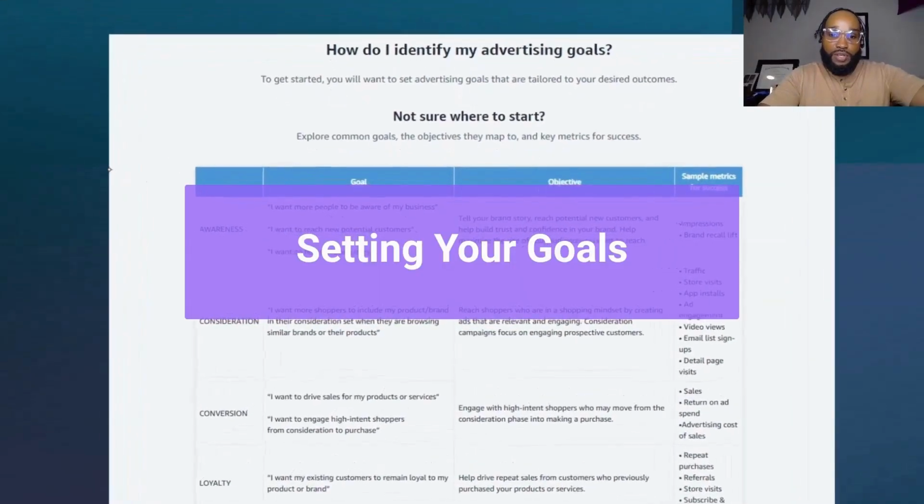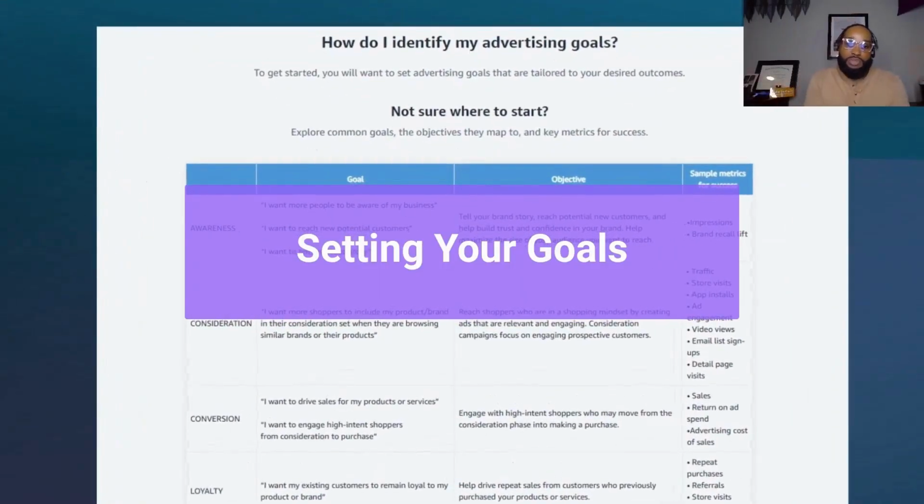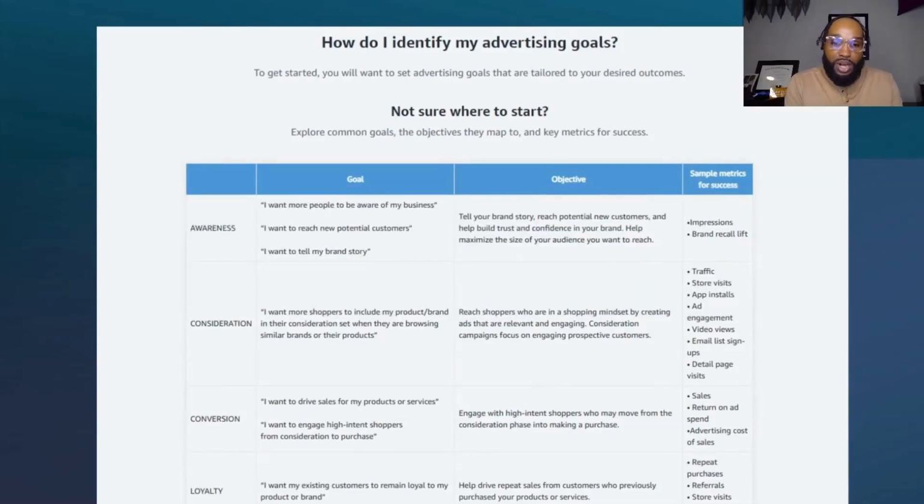Now, I'm going to show you how you can identify your advertising goals on Amazon. And I know, again, as I mentioned earlier, a lot of people, when they think about running ads on Amazon, are more concerned about driving sales for their products. They're wanting to get a return on their ad spend due to them investing so much in Amazon PPC.